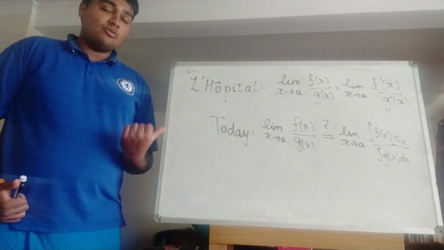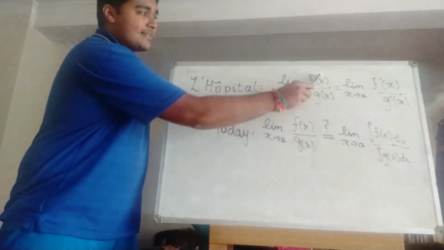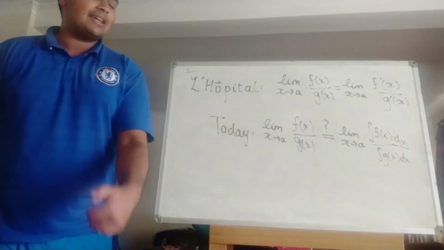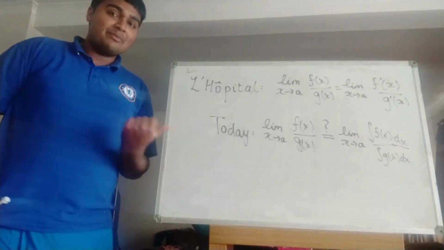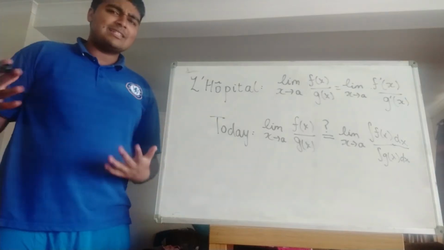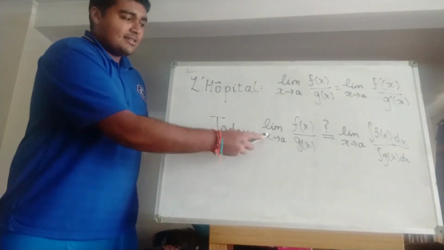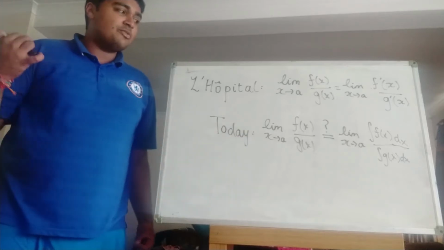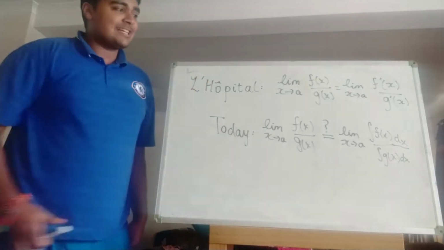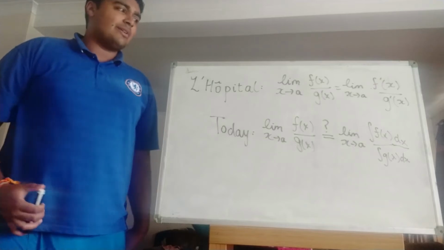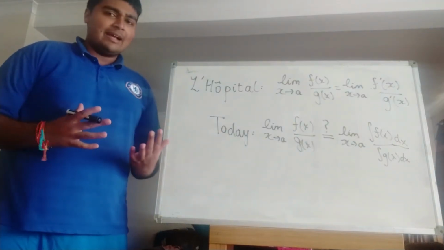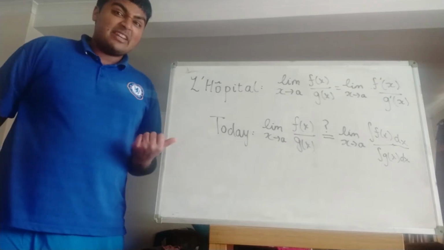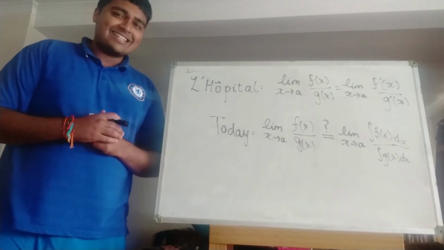So that's L'Hopital's rule. Essentially it says that this over this tends to the same thing as the derivative over the derivative. But instead of looking at the derivative, today we want to ask the question: can we look at the integral instead? In other words, does the limit as x approaches a of f of x over g of x equal the limit as x approaches a of the integral of f of x dx divided by the integral of g of x dx, or something like that? That's what we're going to be exploring in today's video, and without much further ado, let's get stuck in.